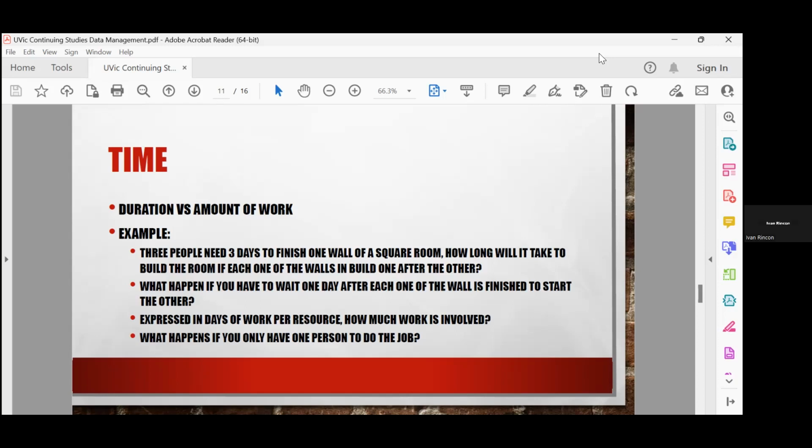So once you decide that you need to build a square room, you say, okay, what do I need to do?